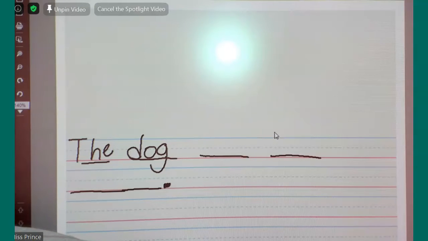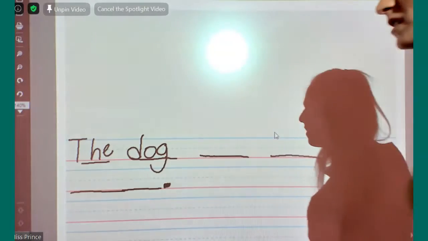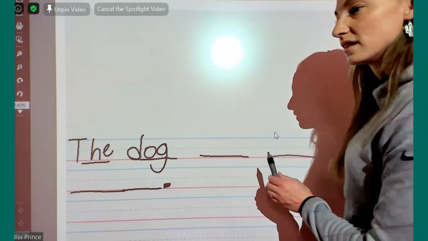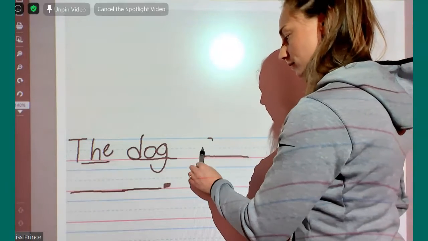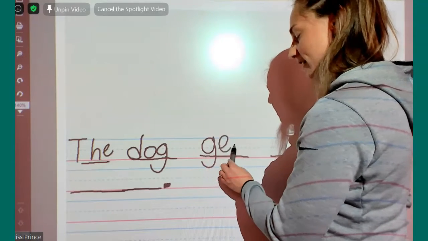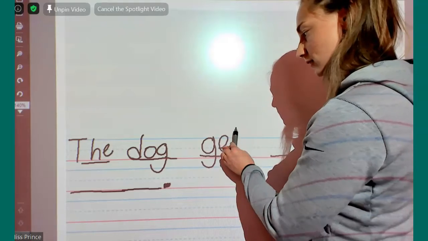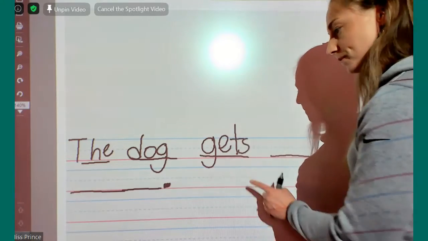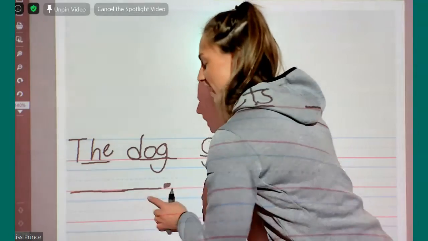The dog gets. Xander, will you help me spell get? And then we'll add the S. Get. G. E. T. The dog gets a haircut.